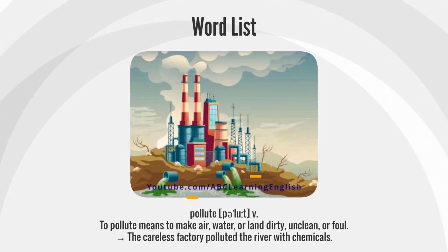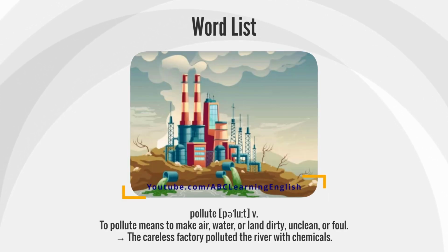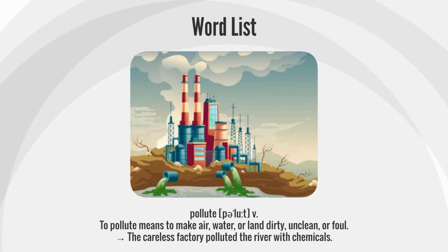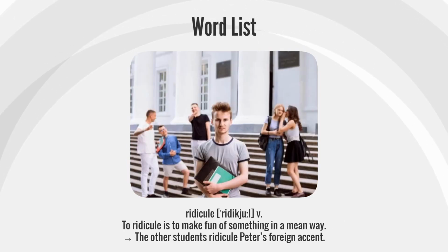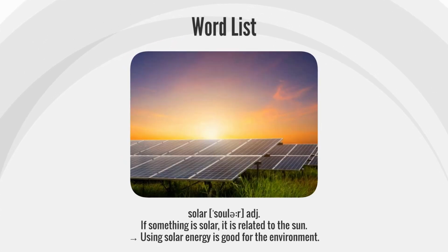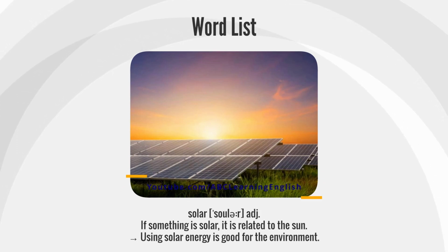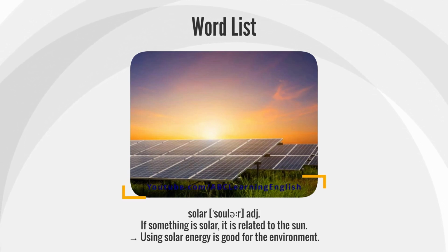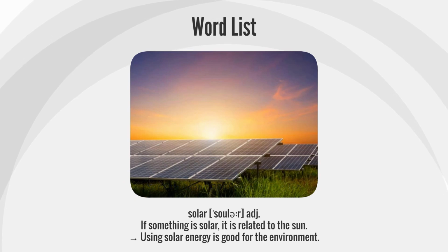Pollute. To pollute means to make air, water, or land dirty, unclean, or foul. The careless factory polluted the river with chemicals. Ridicule. To ridicule is to make fun of something in a mean way. The other students ridiculed Peter's foreign accent. Solar. If something is solar, it is related to the sun. Using solar energy is good for the environment.